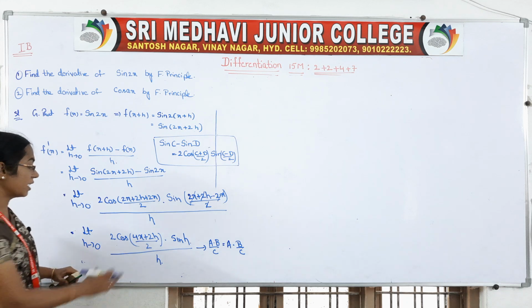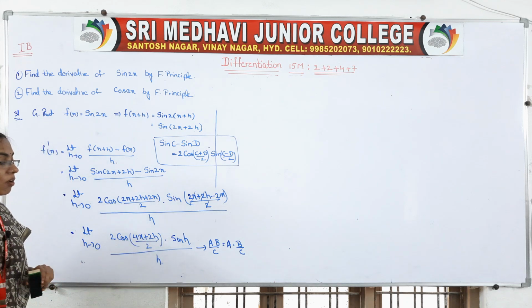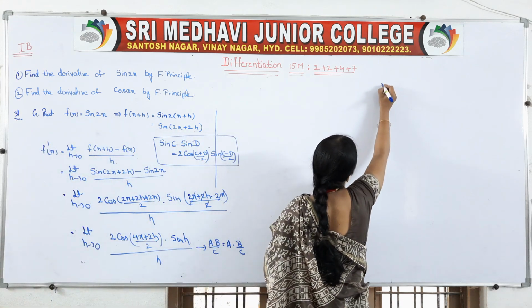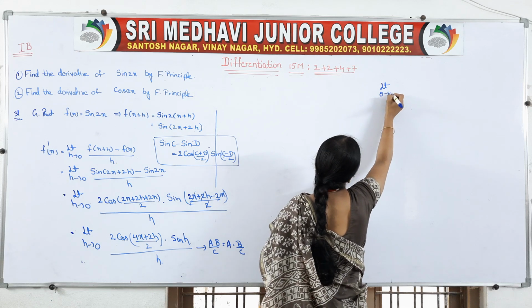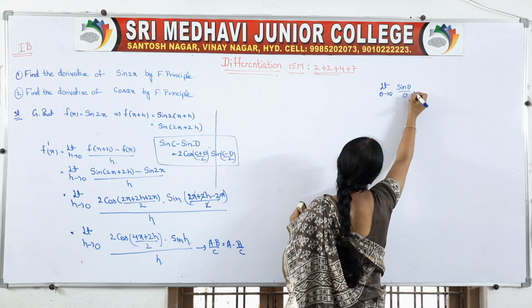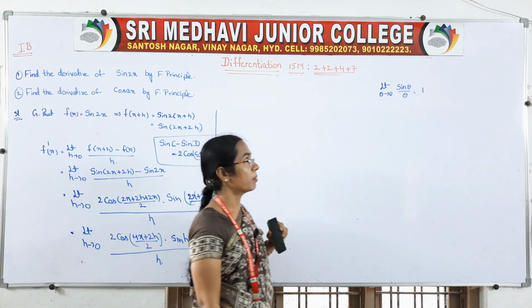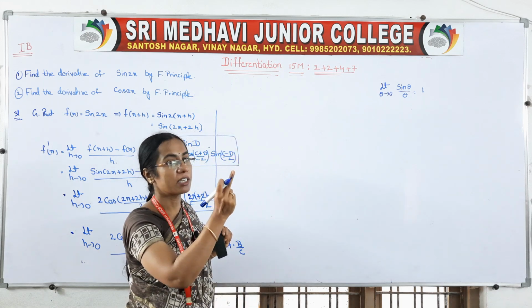Here I will write this into sin h by h. Why are we writing it like that? In limits there is one formula: limit theta tends to 0, sin theta by theta is equal to 1.